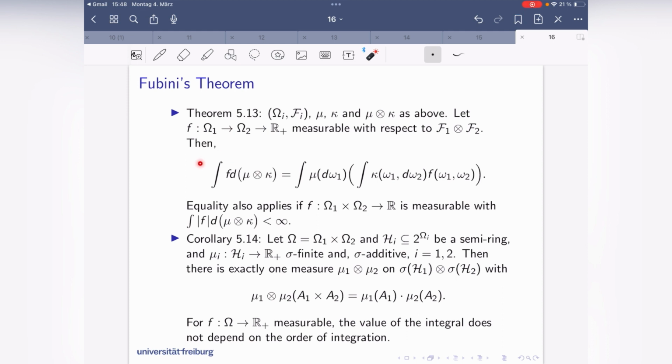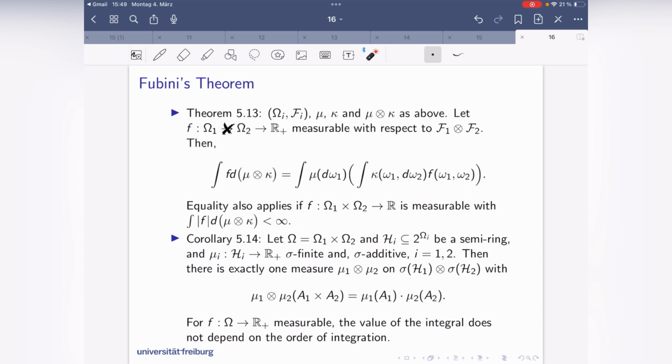So on the left-hand side, you have the usual definition, some function integrated with respect to some measure. And on the right-hand side, you're doing this iteratively. Here you integrate over the second coordinate, and then you integrate also over the first coordinate. And these two things are the same, provided that f goes to R plus. Usually you write it like this here. F goes to R plus. Or it goes to R, and you know that the absolute value is finite here. So that's Fubini's theorem.